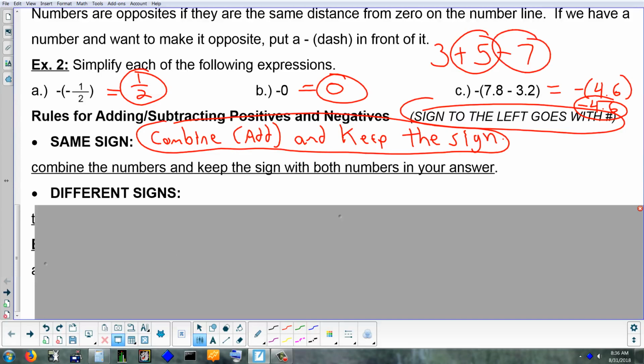Now, if they have different signs, this is when it gets a little bit tricky. They have different signs, what's going to happen? If they're the same, combine them, take the sign of the larger number. What if they're different? Like if you had a negative 3 plus an 8. How would that work? How could I explain a rule for that? You would take 3 away from 8.